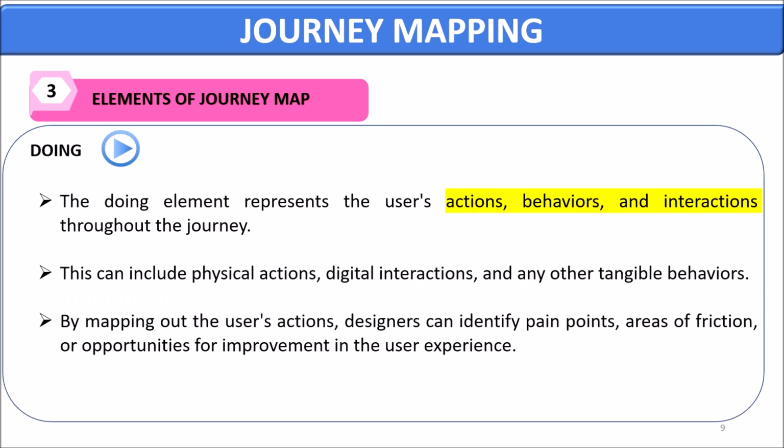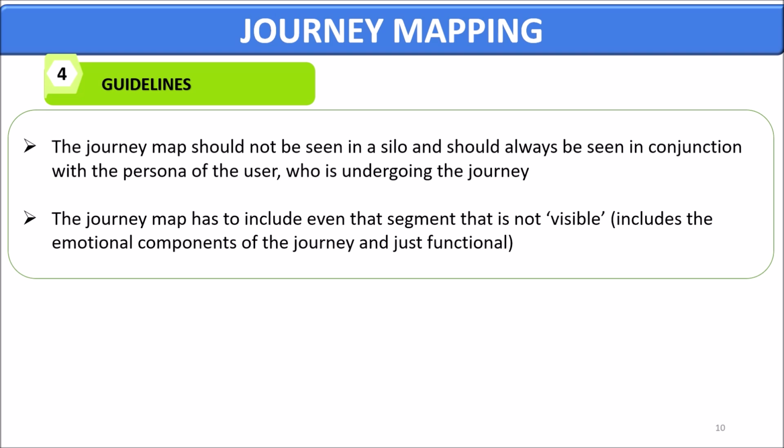The next one is doing. The doing element represents the user's actions, behaviors, and interactions throughout the journey. This can include physical actions, digital interactions, and any other tangible behaviors. By mapping out the user's actions, designers can identify pain points, areas of friction, or opportunities for improvement in the user experience. Guidelines.